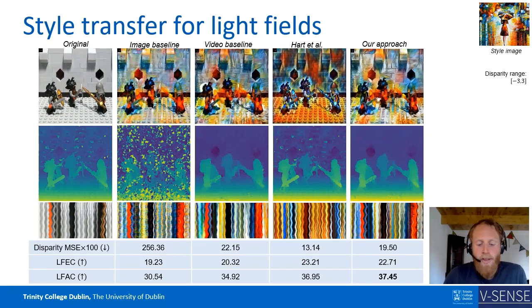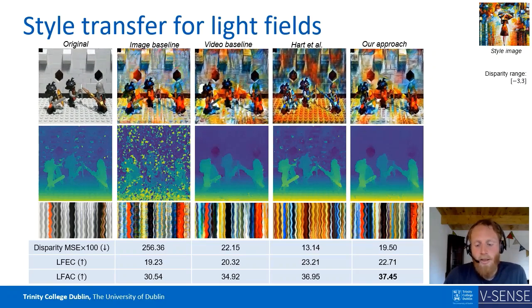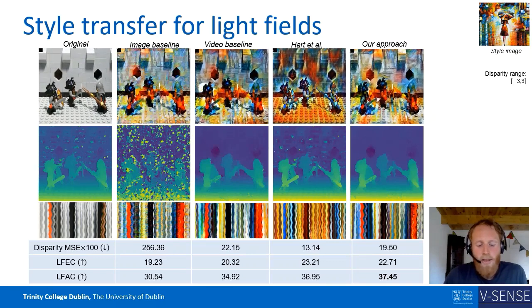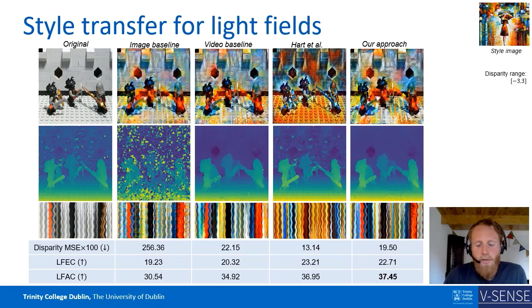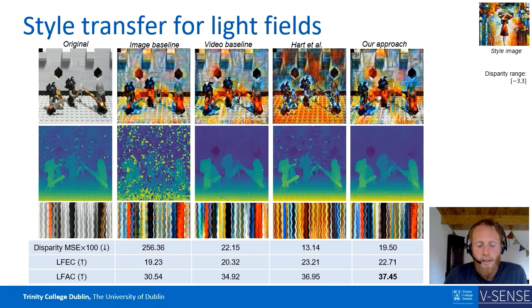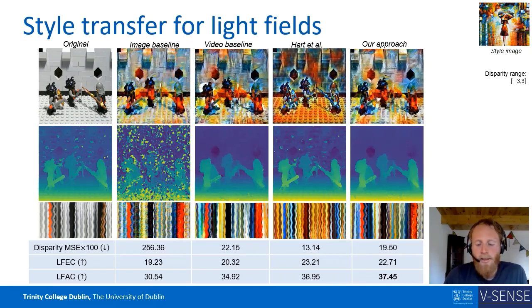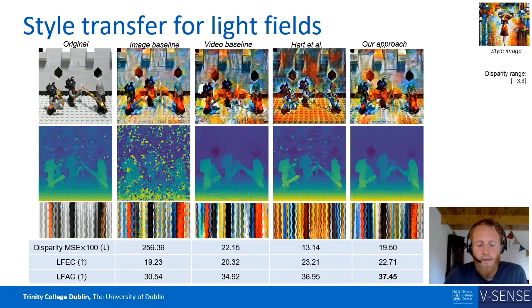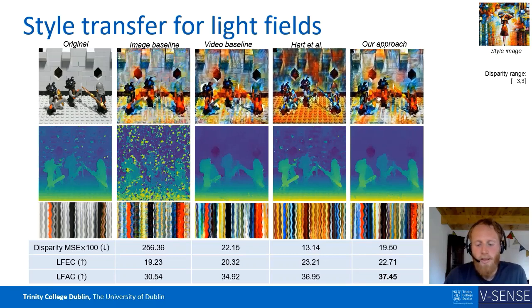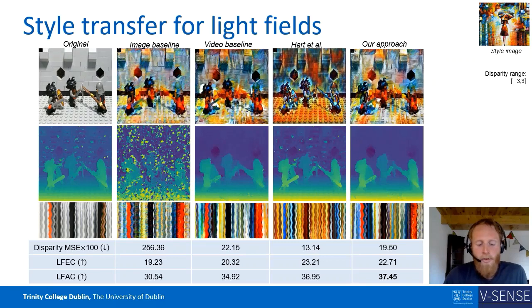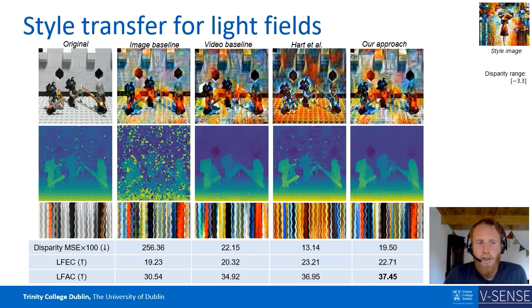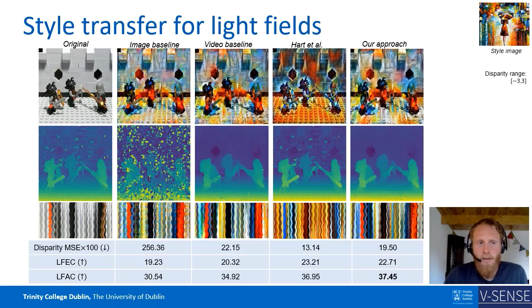However, when scanning the stylized viewpoints as seen on the top row here, we observe fewer artifacts in our method, especially in viewpoints further from the center than in the method of Hart et al. This is a result of our method enforcing local angular consistency, as opposed to Hart et al.'s method, which only enforces angular consistency with the central view. However, the only metric which captures this observation is the proposed LFAC metric.